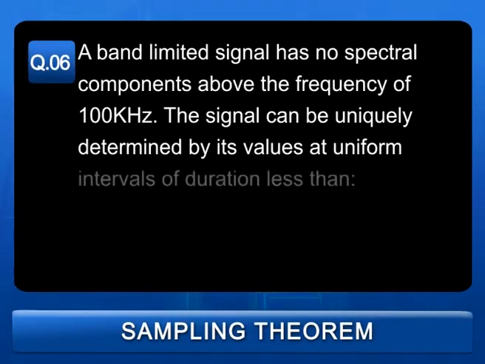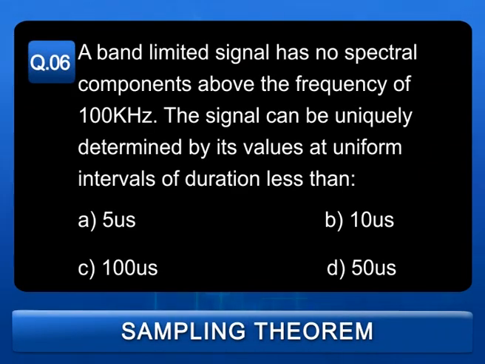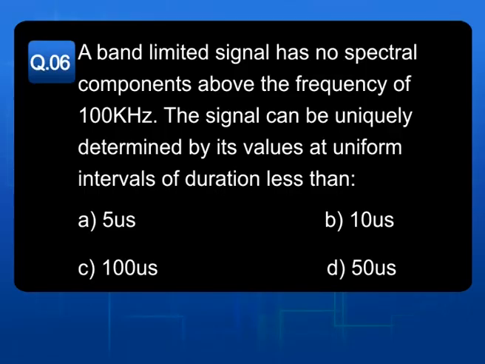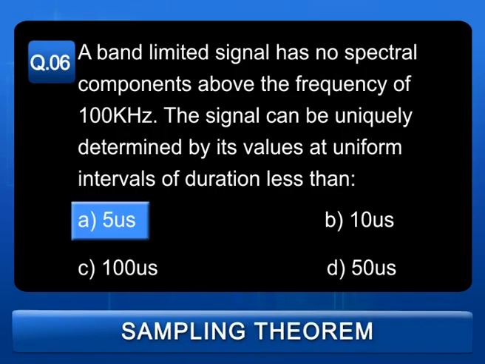Let us see the sixth question. A band limited signal has no spectral components above the frequency of 100 kilohertz. The signal can be uniquely determined by its values at uniform intervals of duration less than. So, again you can calculate the same way. The answer is A, that is 5 microseconds.